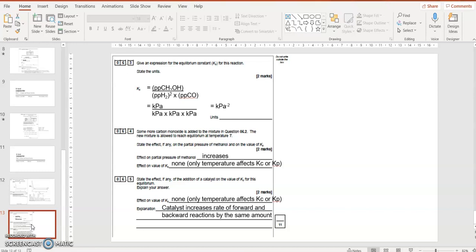State the effect of the addition of a catalyst. Effect on Kp, none again, because only temperature affects Kc, Kp, or any of these equilibrium constants. And why? Well, a catalyst doesn't affect the position of the equilibrium. What it does is increase the rates of the forward and backward reactions by an equal amount. So overall, it doesn't shift the position of equilibrium to the right or the left. It just increases the rates of both the forward and backward reactions. It means that equilibrium is reached more quickly, but the position of equilibrium is not changed.